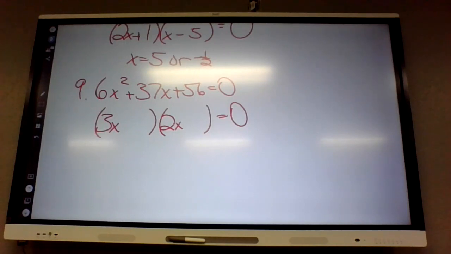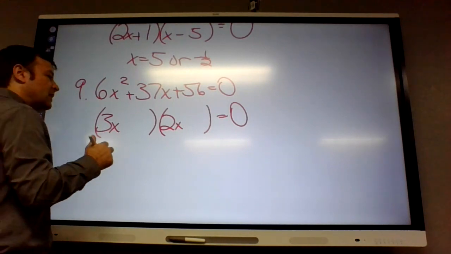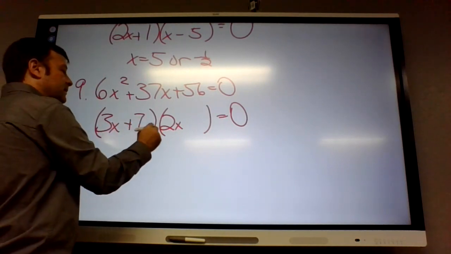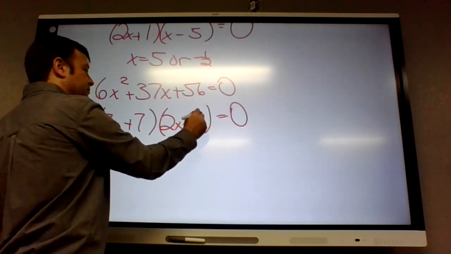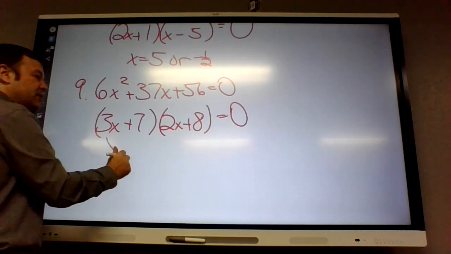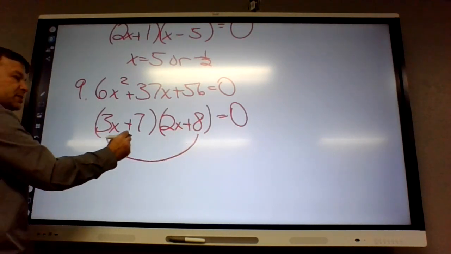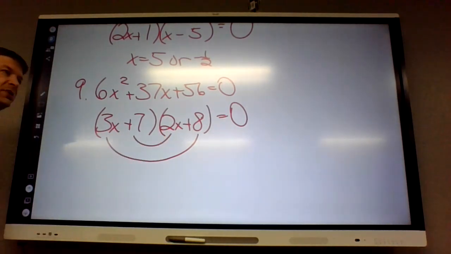So normally that's how it works. What's the first thing you think of that goes into 56? If you remember your times tables. Okay, so I'm going to try 7 and 8. If I do the outside, that gives me 24x. The inside is 14. 24 plus 14 is 38.